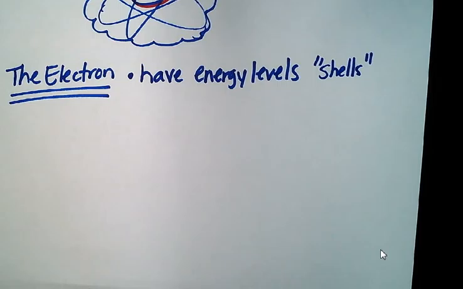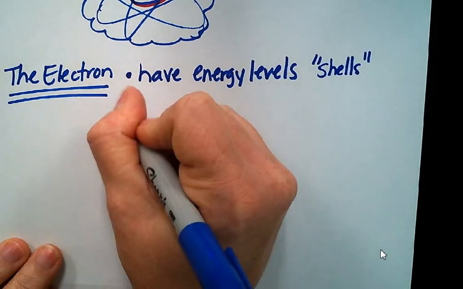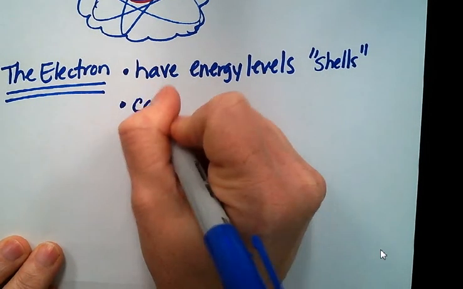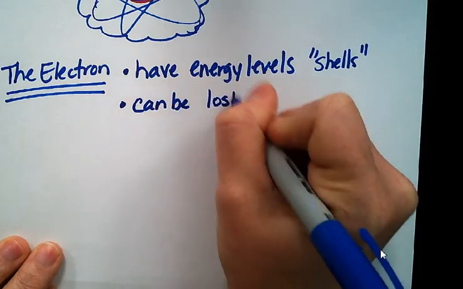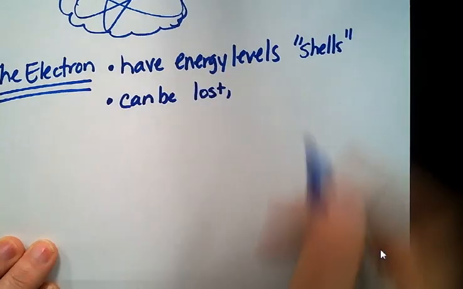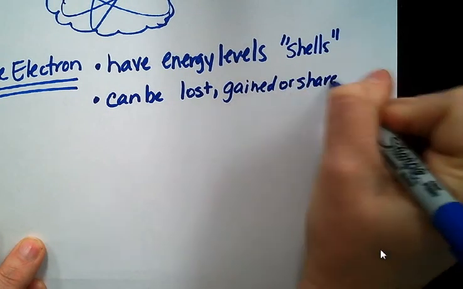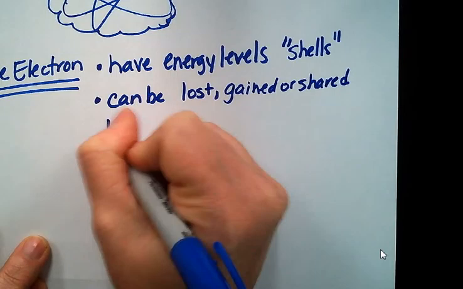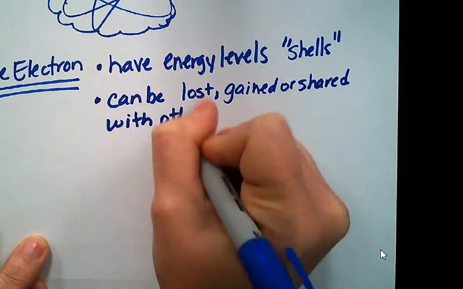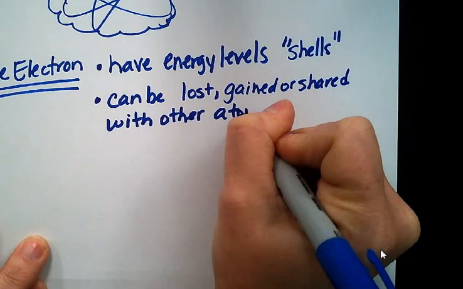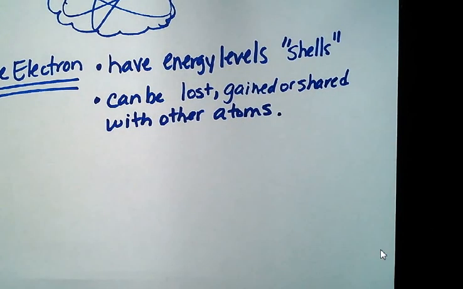Now, electrons can be lost, they can be gained, or shared with other atoms. What's that process called when they lose or share or gain electrons? Starts with a B. They bond together, right?